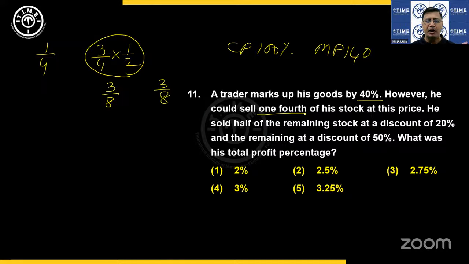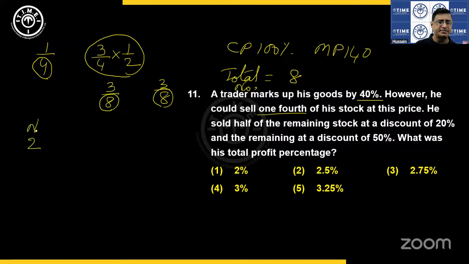Whenever the number of articles are distributed by using the fractions, better use the total number of articles as the LCM of the denominators or product of the denominators. Here 4 and 8, LCM is equal to 8. So I'm taking the total number of articles as 8. Now it is very easy for me to answer the question. 1/4 of the 8 articles means 2 articles.